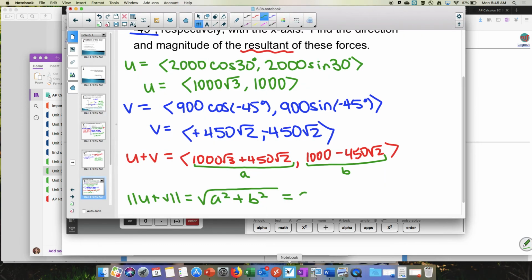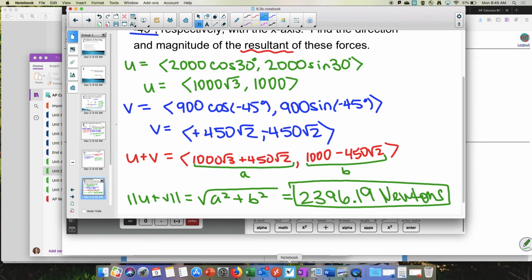So 2,396. What was my decimal point? 19. And that would be newtons, because that's what we were talking about. That was the label for our magnitudes to begin with.